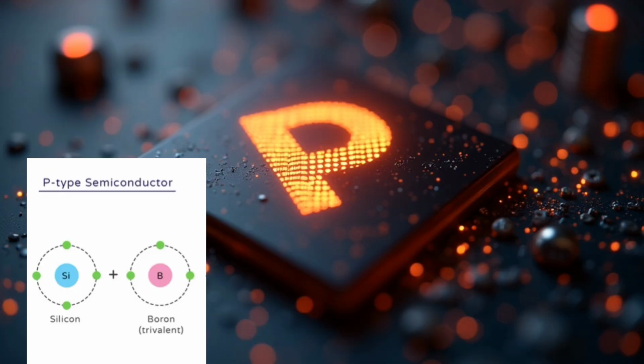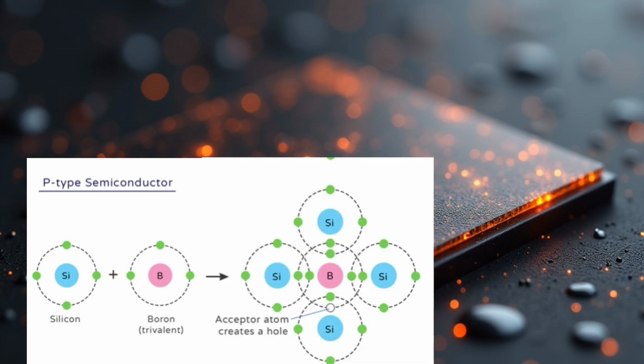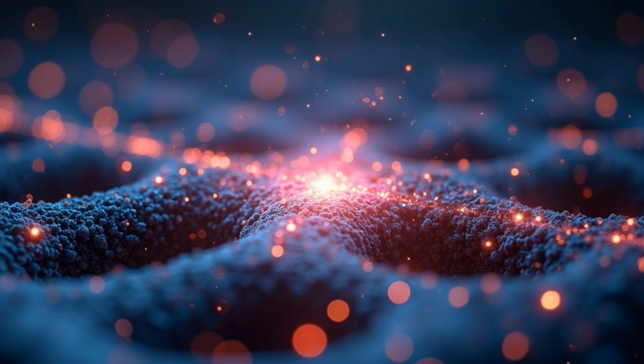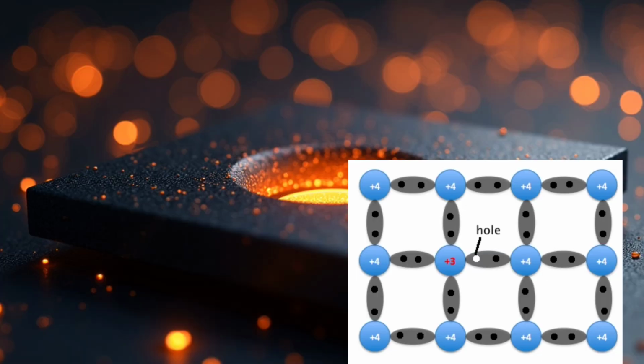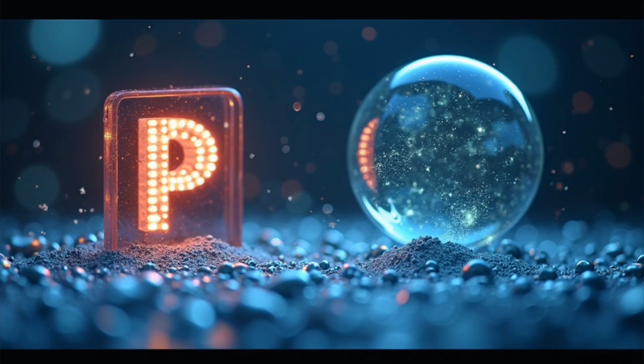In this case, we add an element like boron or gallium, elements with only 3 valence electrons. These create gaps, or holes, in the atomic structure where electrons are missing. These holes act like positive charge carriers because when electrons move to fill them, it feels as though positivity is flowing through the material. The P stands for positive, and the majority charge carriers here are these holes.